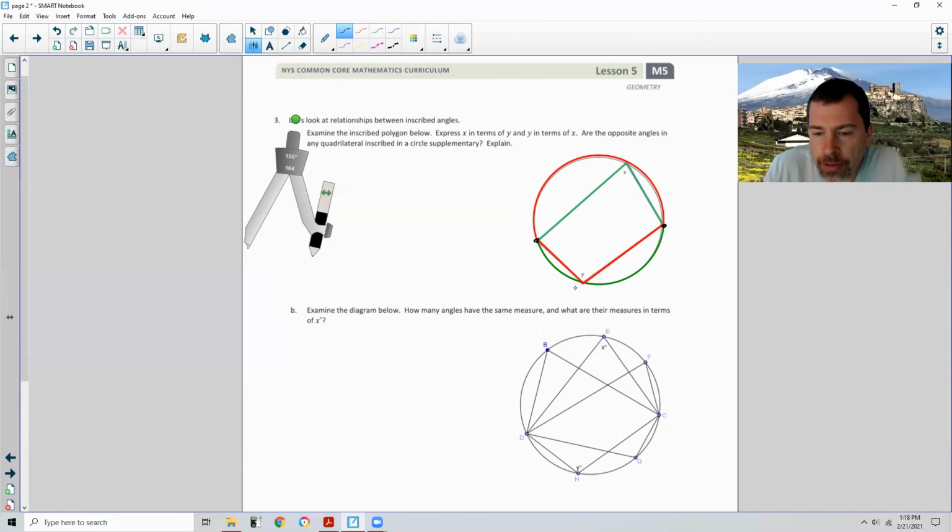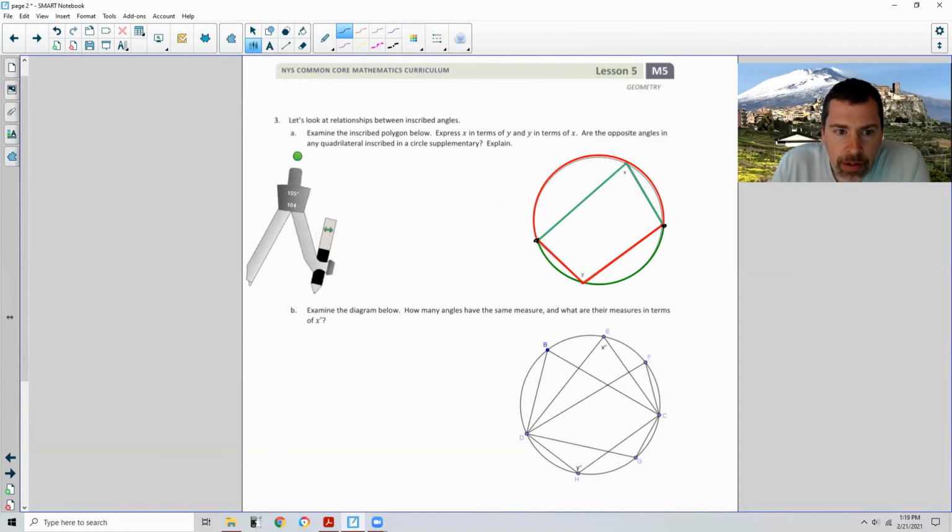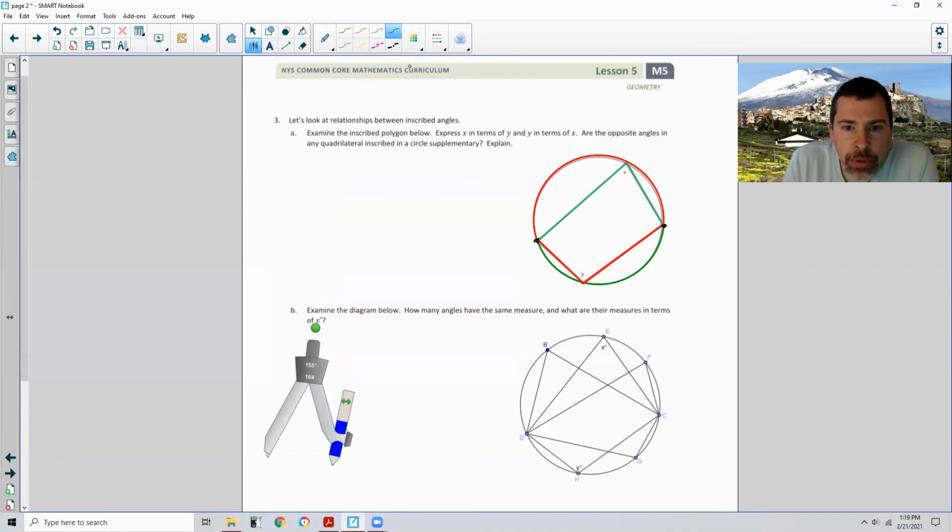So therefore, if a full rotation of a circle is 360 degrees and the intercepted arcs are twice the inscribed angle, then the inscribed angles have to add up to half of that 360, or 180 degrees. Hopefully that makes sense. And so now it says express x in terms of y. So x would equal 180 degrees minus y. Y would equal 180 degrees minus x.